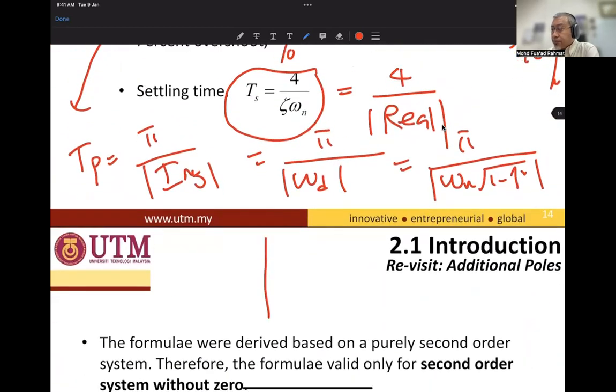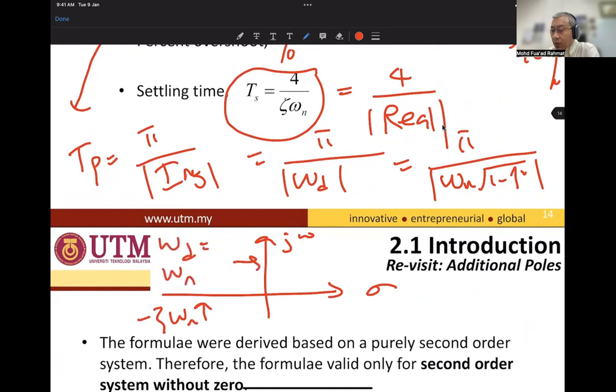Understand or not? Like this. Okay, zeta. So this part is usually negative zeta omega n, and this part is usually omega d, which is equal to omega n square root of 1 minus zeta square. This one we call the real part, and this one we call the imaginary part.